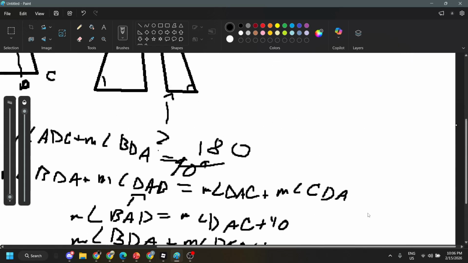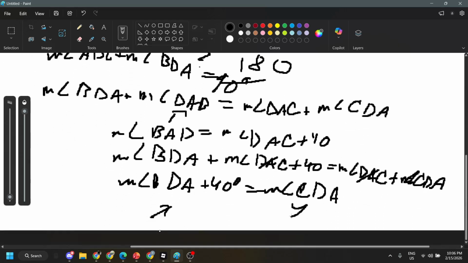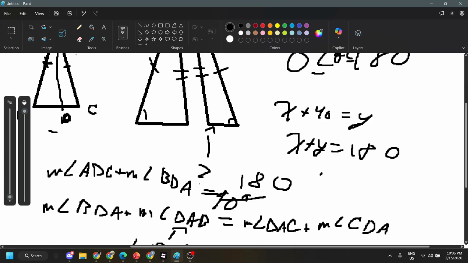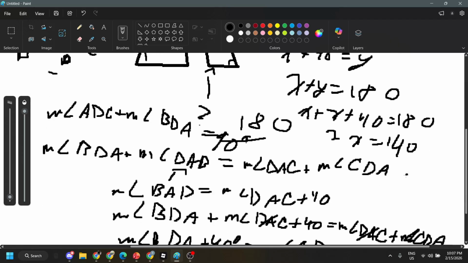Okay. Oh, and then let's call this X, let's call this Y. Looking for X, we know X plus 40 equals Y, and X plus Y is equal to 180. Then X is equal to Y minus 40. So, no, wrong way. X plus 40 is equal to Y, and X plus Y is equal to 180. So 2X is equal to 140. X is equal to 70. Let's check.